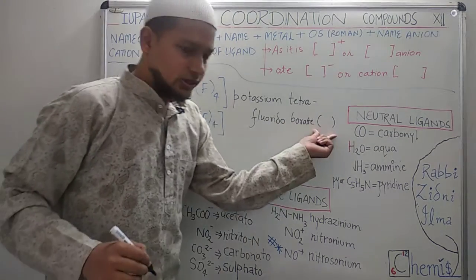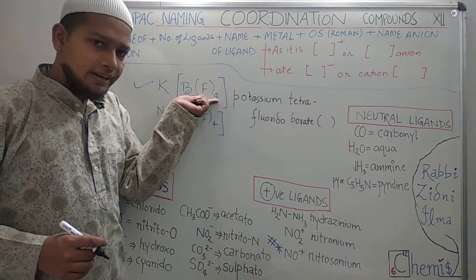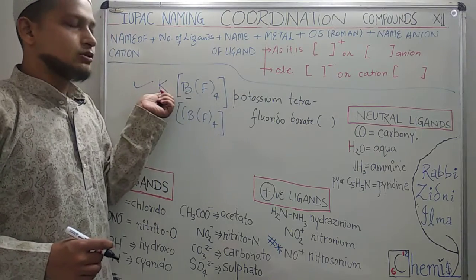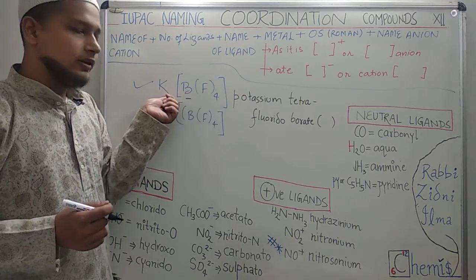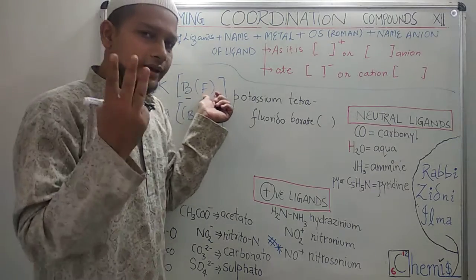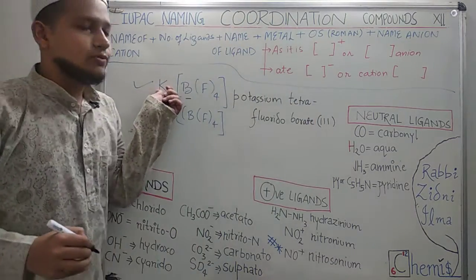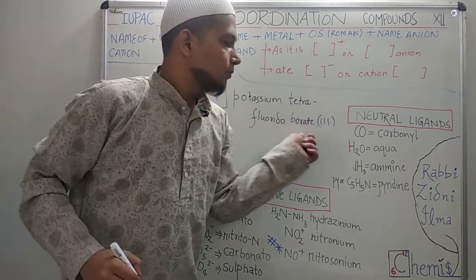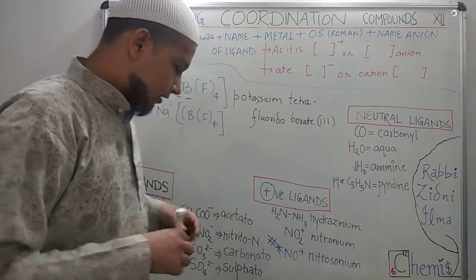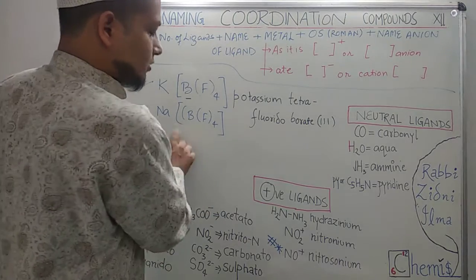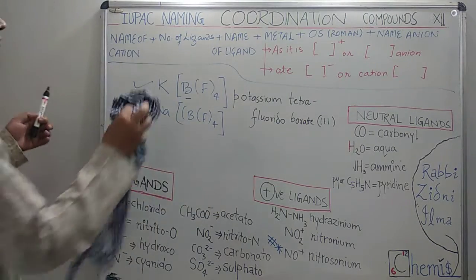Now comes the oxidation state. As we all know, fluorine is -1, that will be -4, potassium is +1, so -4 +1 gives -3, the sign drops and it will be 3. So the answer for this will be potassium tetrafluorido borate(III). Now try this one and we will get moving.